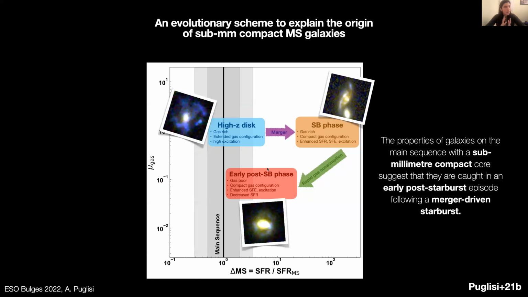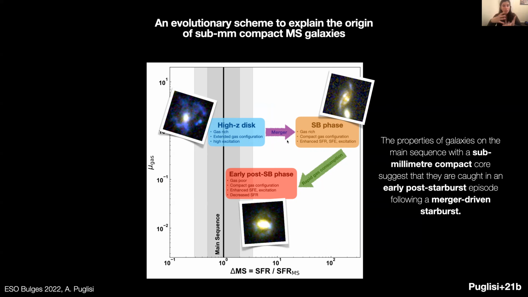At this point, I think that it is a good moment to wrap up and to summarize our results. So all in all, our results can be consistently interpreted in the context of an evolutionary scheme that we summarize in this cartoon, showing the gas fraction as a function of the main sequence offset. So according to our proposed evolutionary scheme, galaxies sitting on the main sequence at high redshift have an extended molecular gas disk with relatively high excitation associated with the high star formation rates that we observe at high redshift.